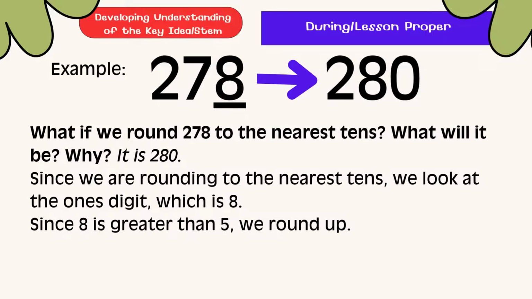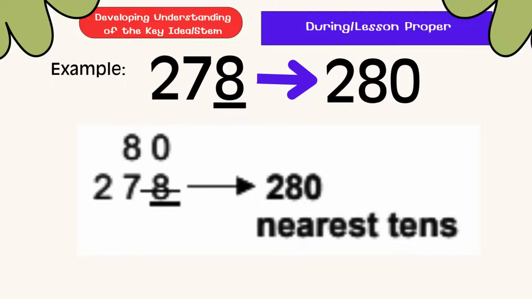What if we round 278 to the nearest tens? What will it be? Why? It is 280. Since we are rounding to the nearest tens, we look at the ones digit, which is 8. Since 8 is greater than 5, we round up. The rounded answer for 278 in the nearest tens is 280.